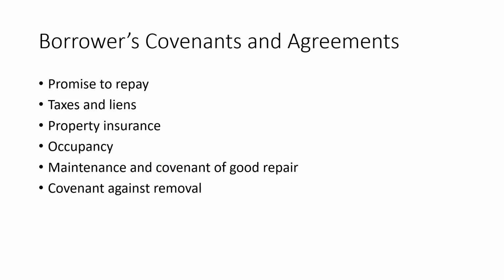In the mortgage document, they'll have lots of covenants, or promises and agreements. Promise to repay the loan, promise to keep the property taxes paid and to pay off any liens, promise to insure the property, occupy the property as an owner, and promise to maintain and keep the property in good repair, and also promise not to sell off parts of the property that are covered by the mortgage.